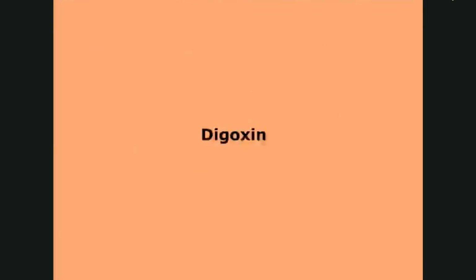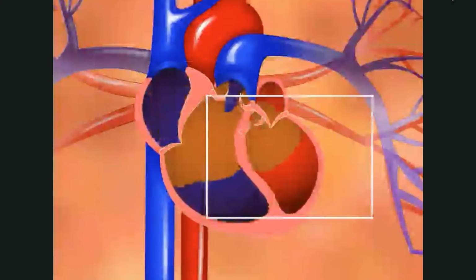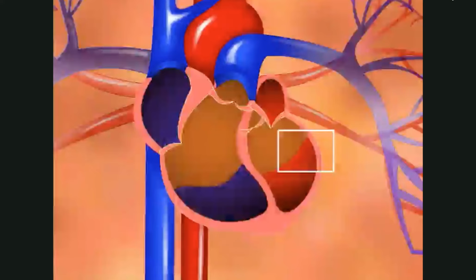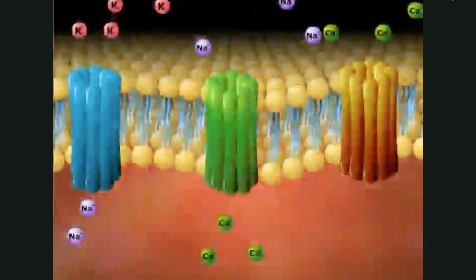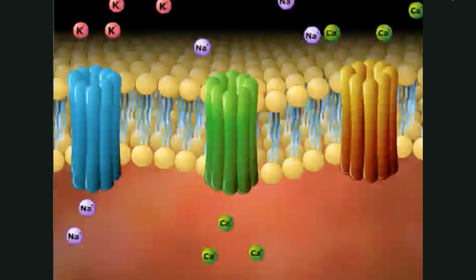Now, digoxin is used in the management of CHF due to its inotropic effect. It is also used in certain arrhythmias due to its negative chronotropic effect. Let's take a closer look at the mechanism of action of digoxin. First, let's review the physiology.